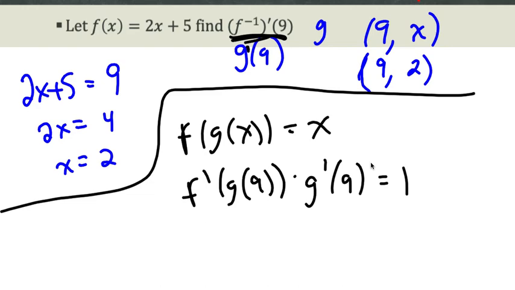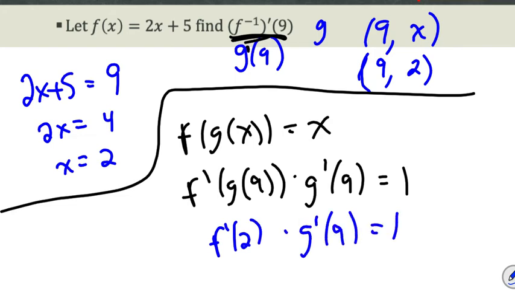So what is g of 9? We did that right here. g of 9 is 2. So I'm looking for f prime of 2 to get our answer. So f prime.